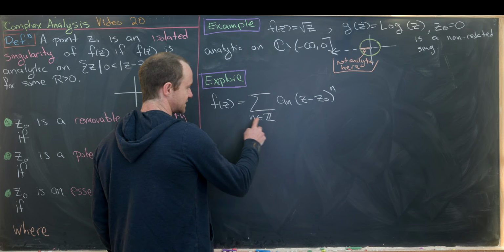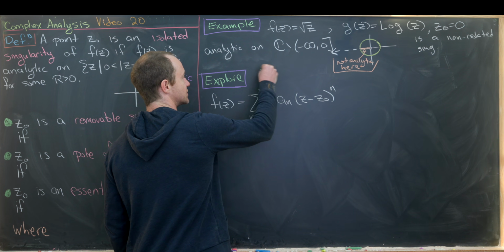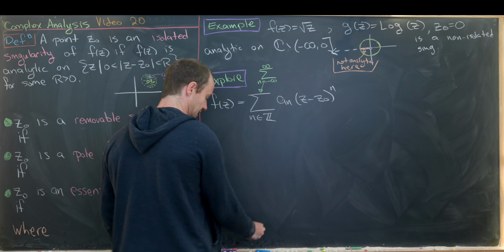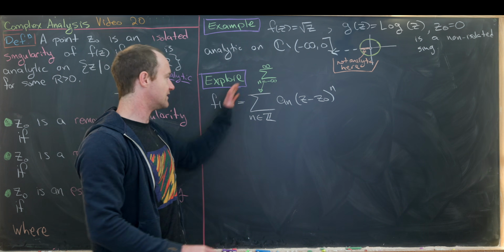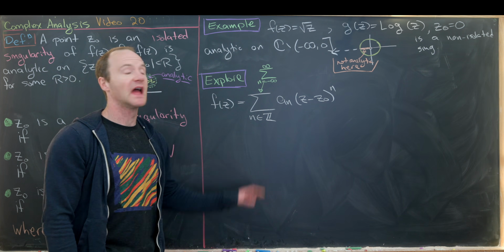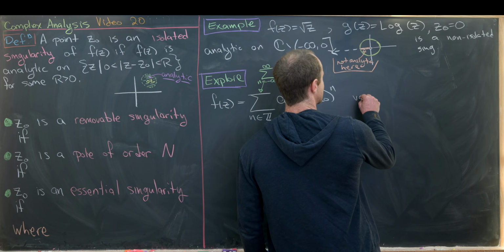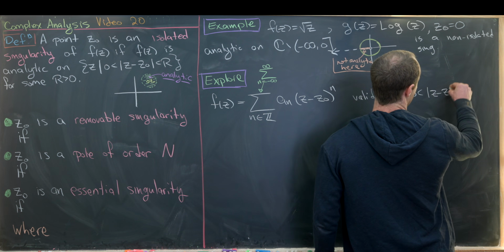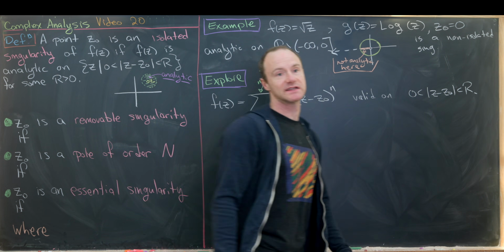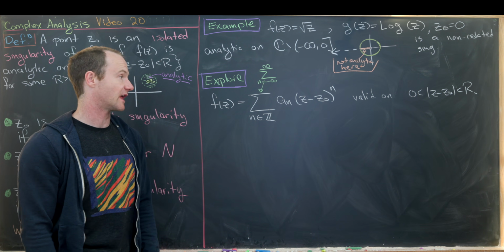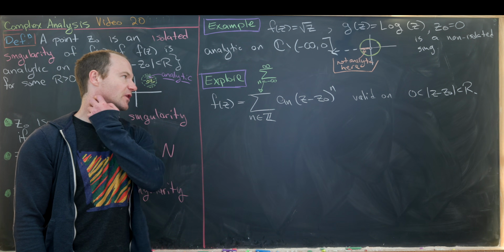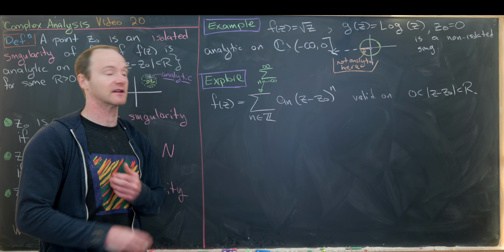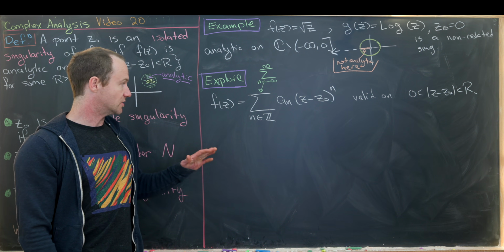I like using this notation where n comes from the integers, but this could also be written as n equals negative infinity to infinity. So it's a potentially doubly infinite sum in both directions. Furthermore, we know that this expression is valid on this punctured disk, so all values where the absolute value of z minus z0 is less than r but strictly bigger than 0. That's by some stuff that we did in the last video, where we discussed Laurent expansions of analytic functions.